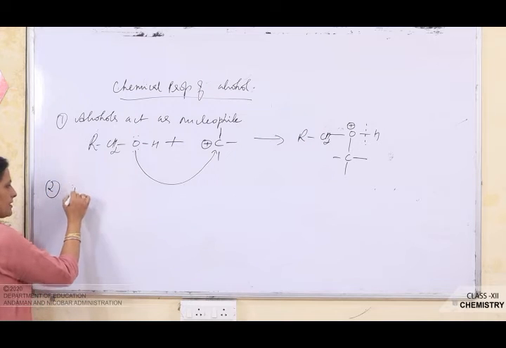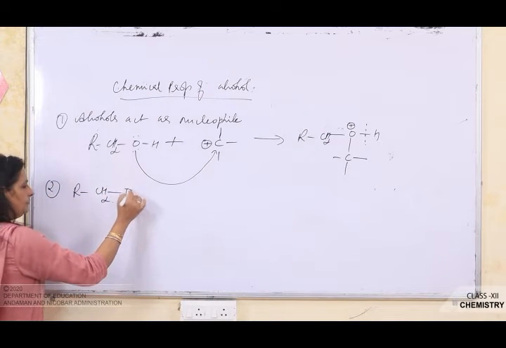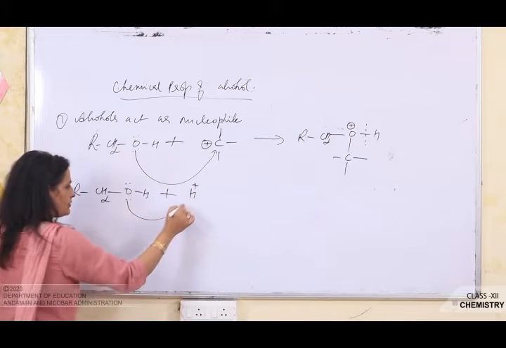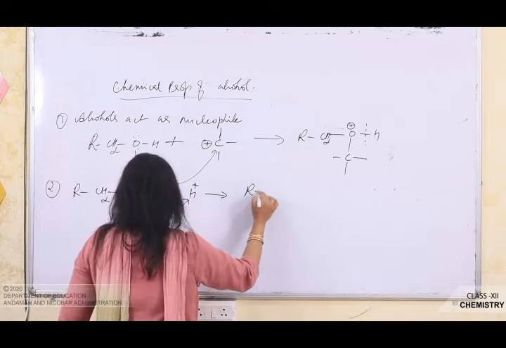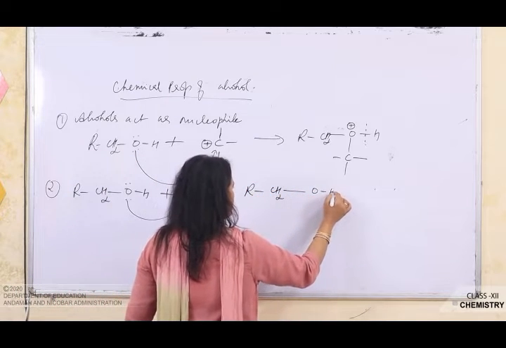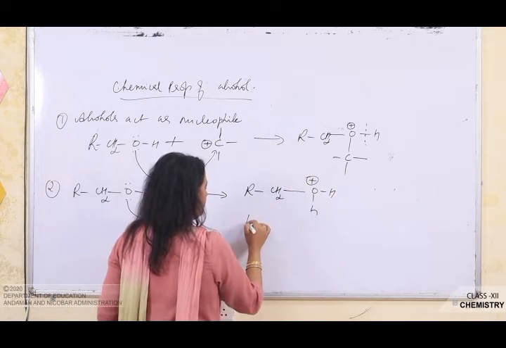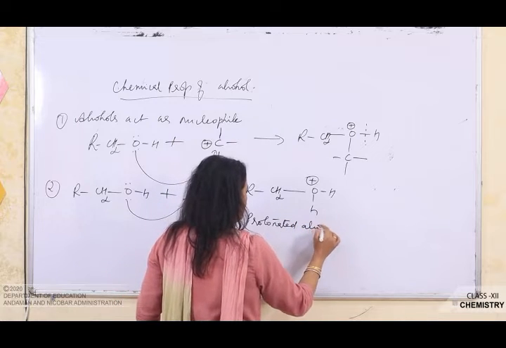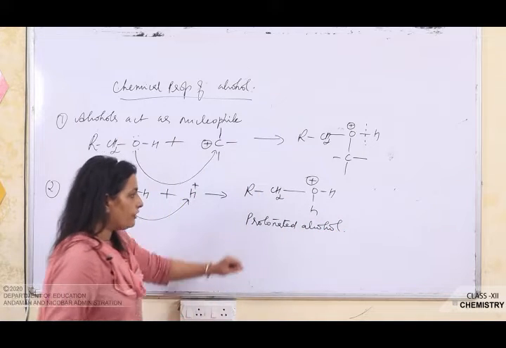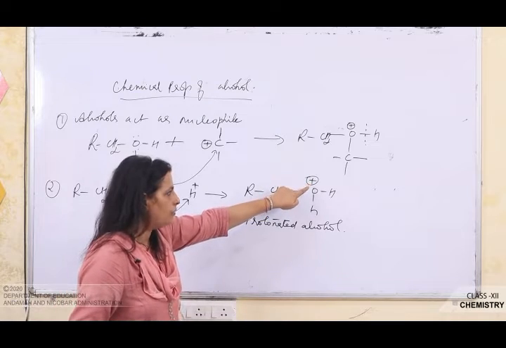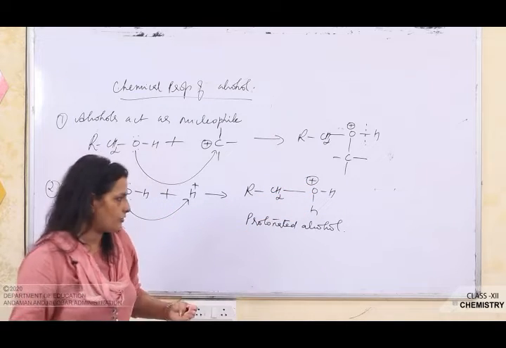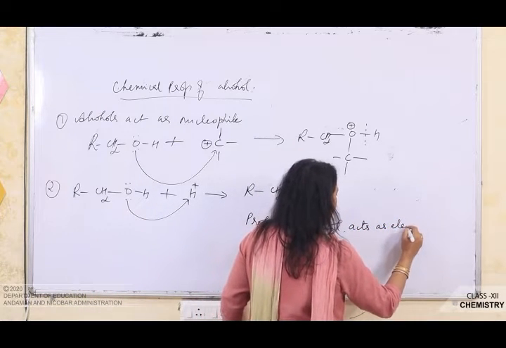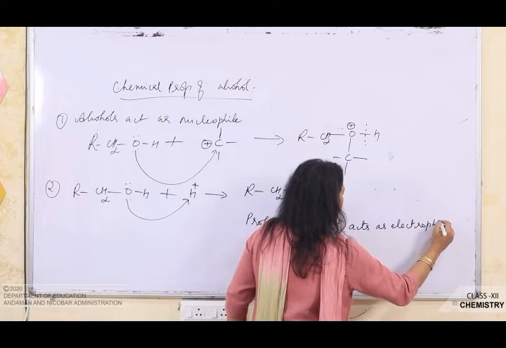Second one, you see here, I am just writing the same alcohol, and to this I am going to add a proton. This proton is deficient of electrons. So, what are you going to get? R CH2 O H H. This is known as protonated alcohol. So, what can you say? In the protonated alcohol, here oxygen is having what charge? Positive charge. That means it has become deficient of electrons. So, you can say protonated alcohol acts as electrophile.